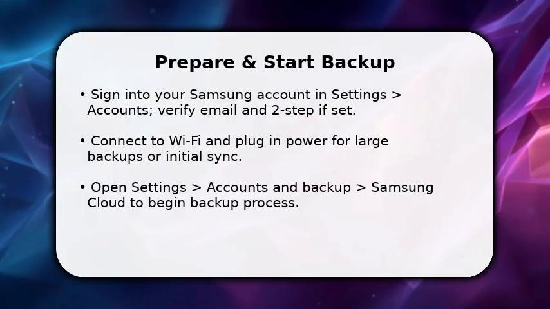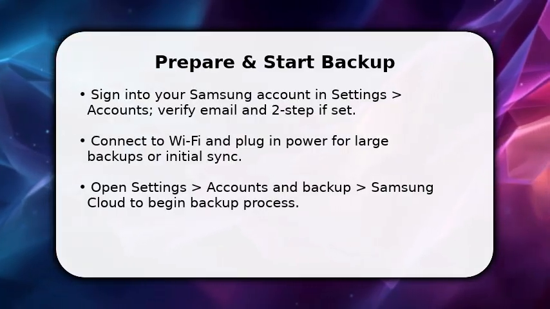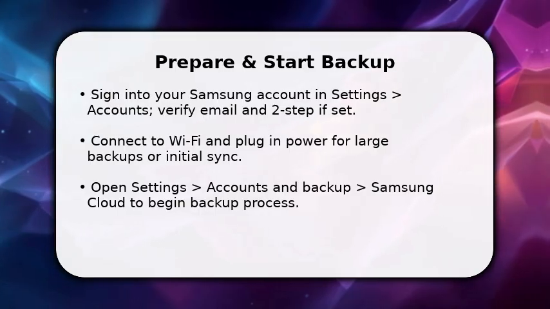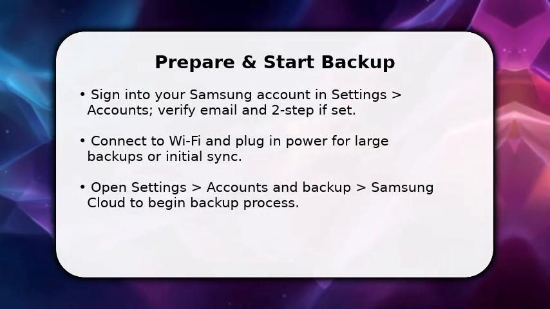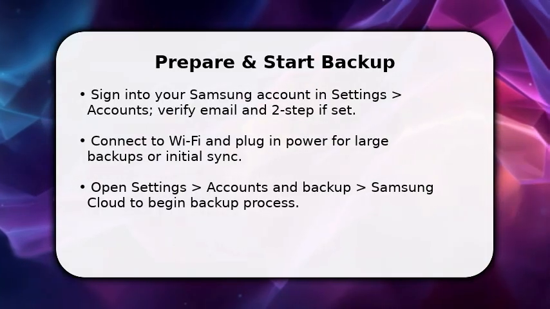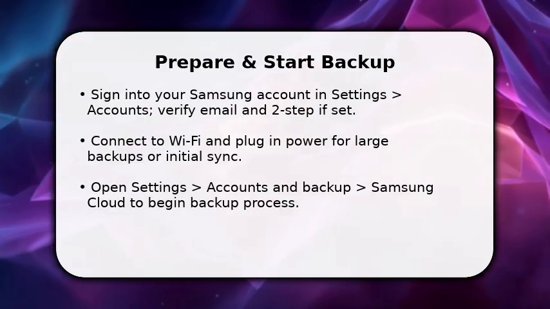You'll sign into your Samsung account and confirm connectivity first. This unlocks cloud options. Once signed in, make sure Wi-Fi is active and the phone is charging so the initial full backup won't stall. Open Settings, tap Accounts and Backup, then Samsung Cloud. This starts the backup flow.